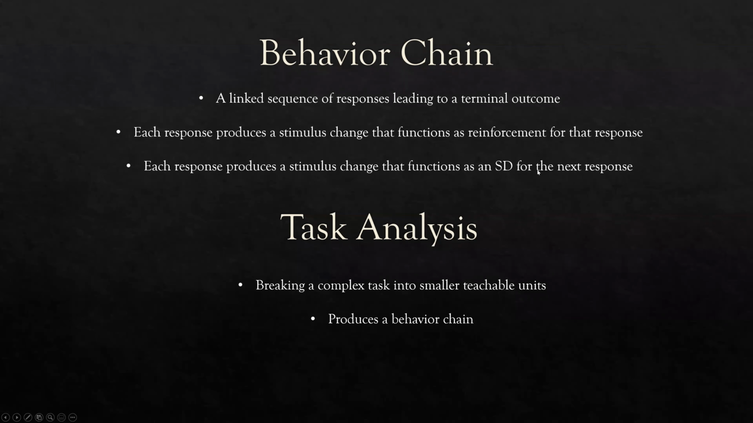Quick summary. A behavior chain is a linked sequence of responses leading to a terminal outcome, meaning the final behavior we want to see. We take one complex behavior like tying shoes or hand washing, and we break it down into small responses, and we teach those small responses until they can complete the entire chain.